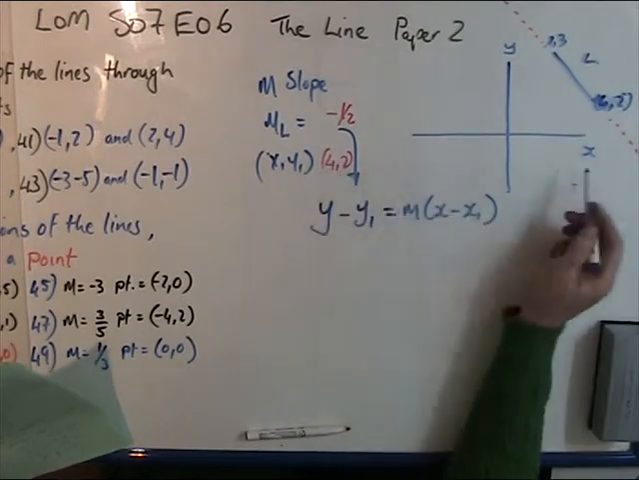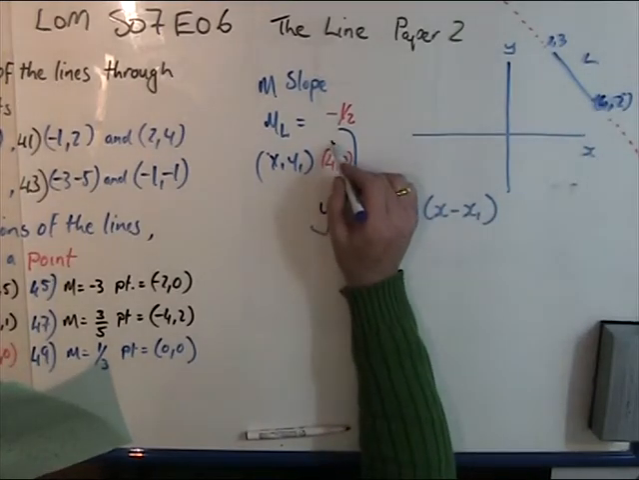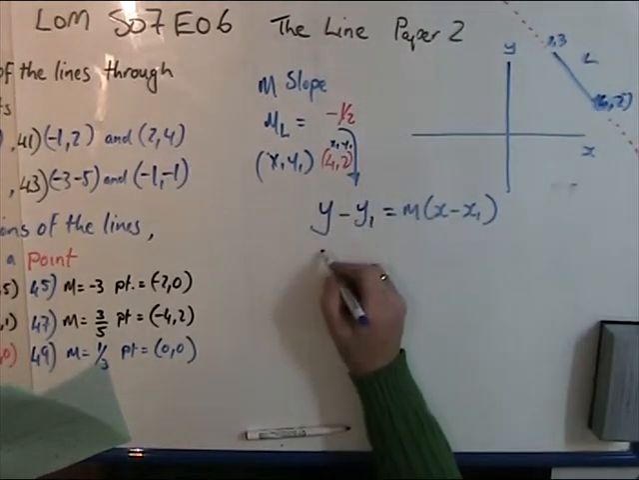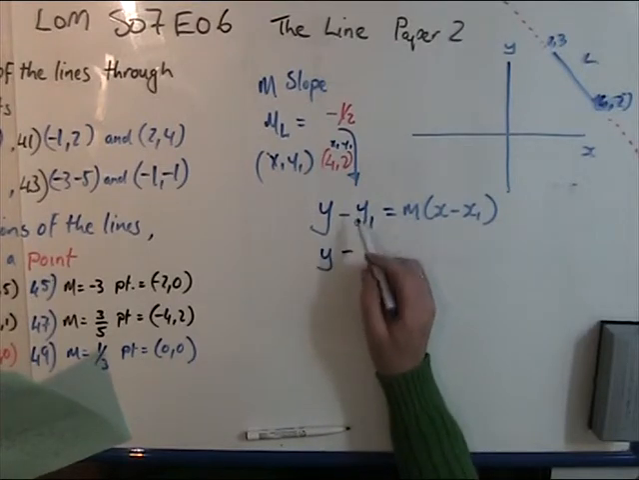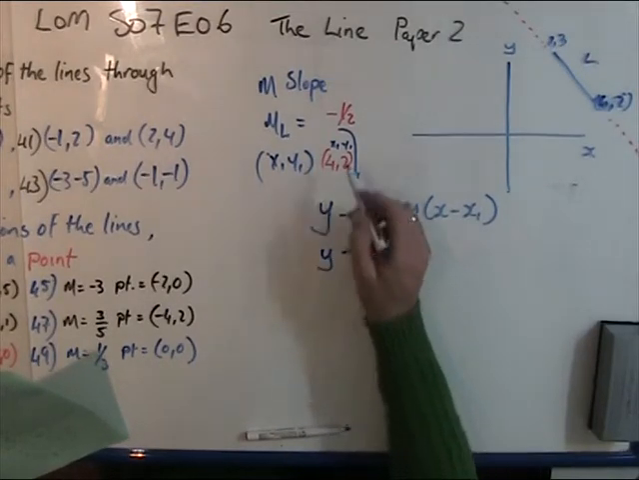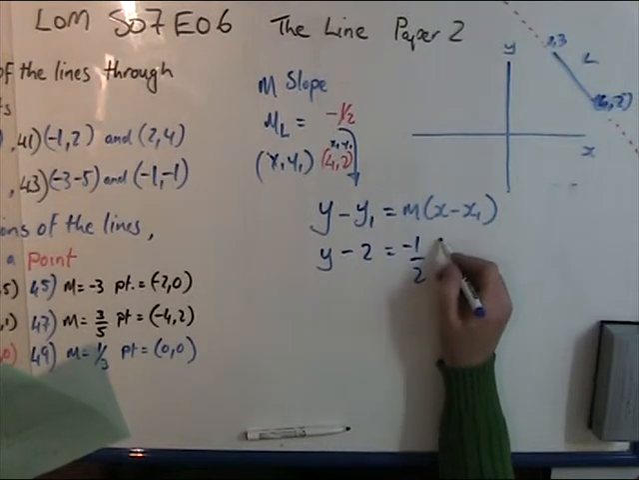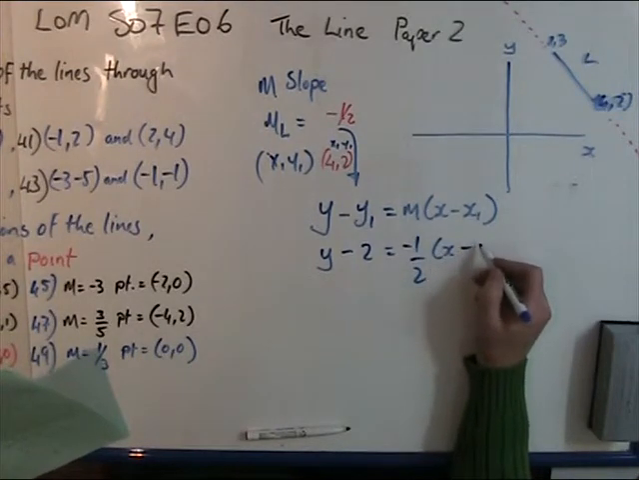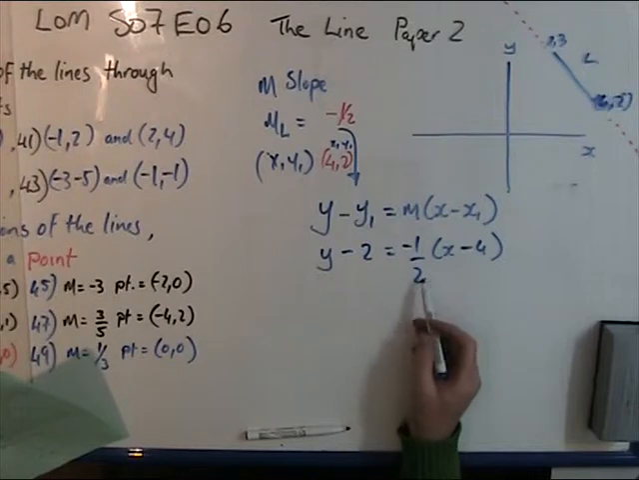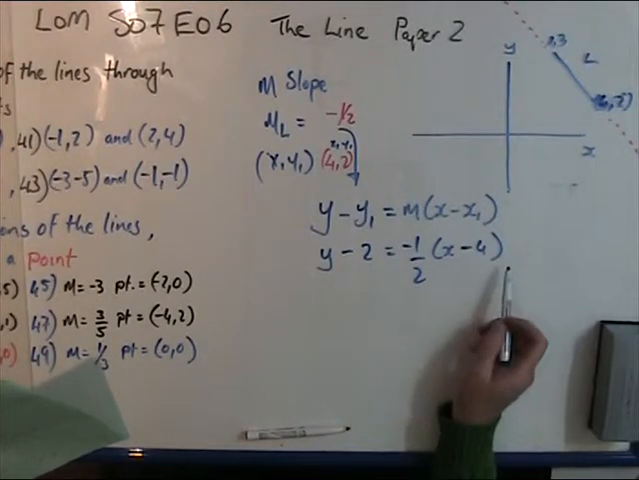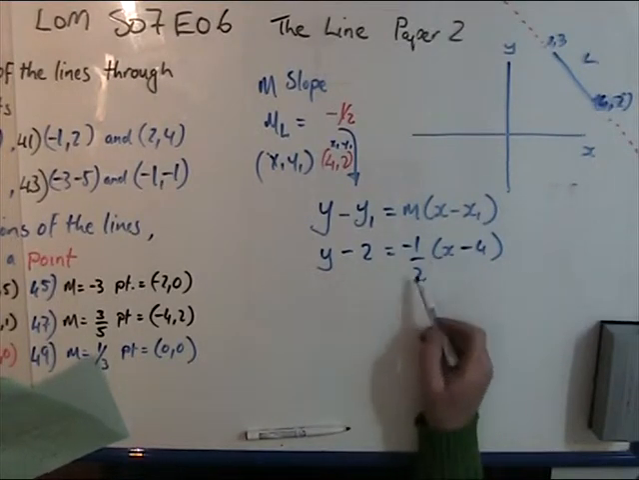So we've got our set of points, we're using 4, 2, and we found the slope. So we've got x1, y1. It becomes y minus y1, which is 2, is equal to m, minus a half, times x minus x1, which is 4. Now I've got a half, so I need to multiply everything across by 2, this side and that side.